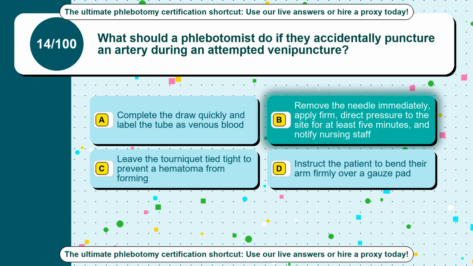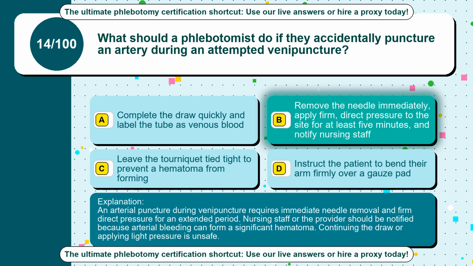Remove the needle immediately, apply firm, direct pressure to the site for at least 5 minutes, and notify nursing staff. An arterial puncture during venipuncture requires immediate needle removal and firm direct pressure for an extended period. Nursing staff or the provider should be notified because arterial bleeding can form a significant hematoma. Continuing the draw or applying light pressure is unsafe.